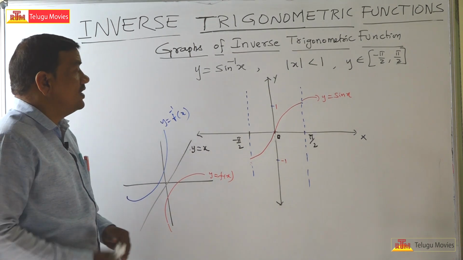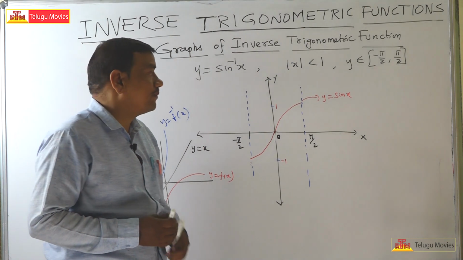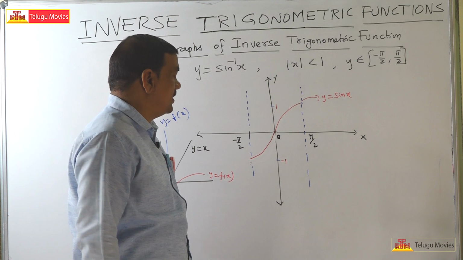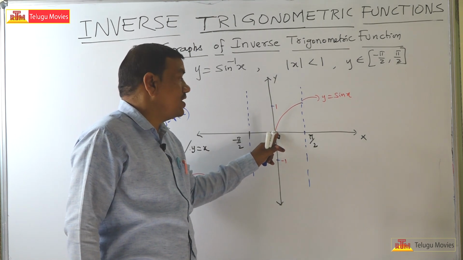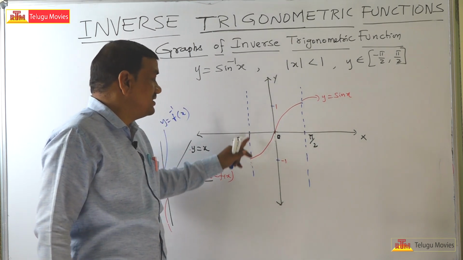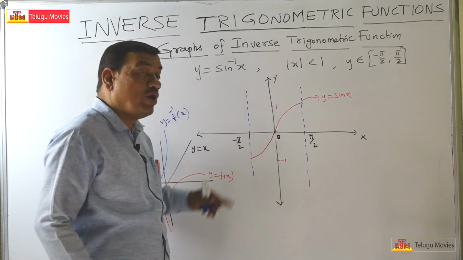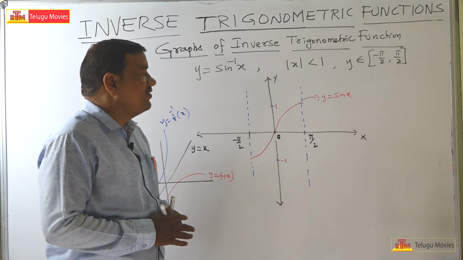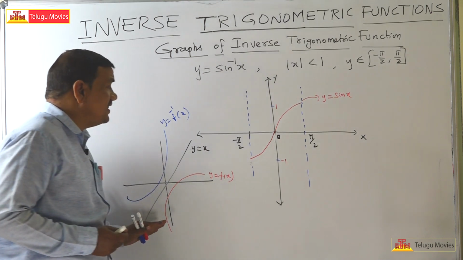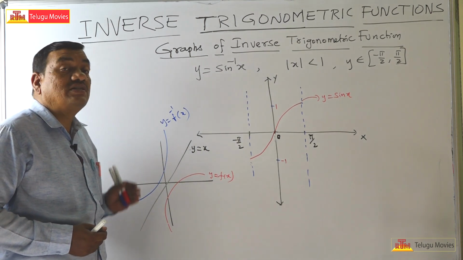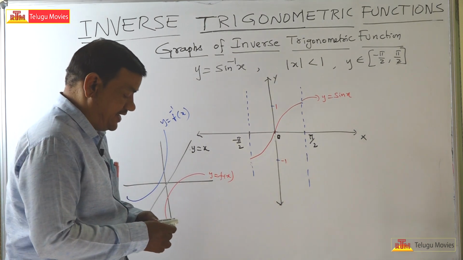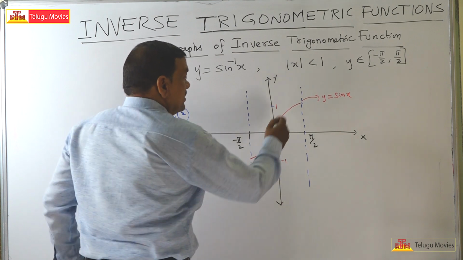So here also, this is the original sine function y is equal to sin x. You already know that the sine function passes through the origin, its maximum value is 1 at the point pi by 2 and its minimum value is minus 1 at the point minus pi by 2. This is the original sine function. Now to find the graph of its inverse, we first have to draw the line y is equal to x. So this is the y is equal to x line.